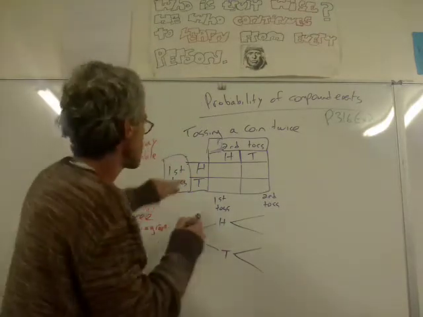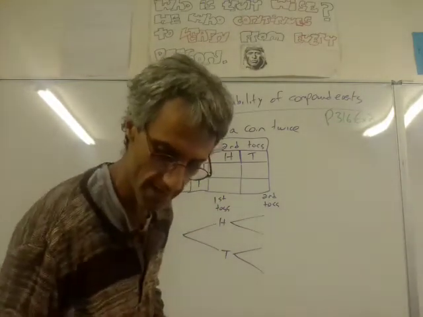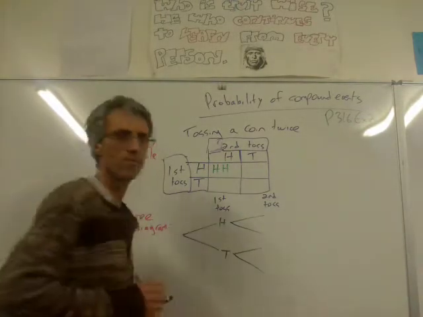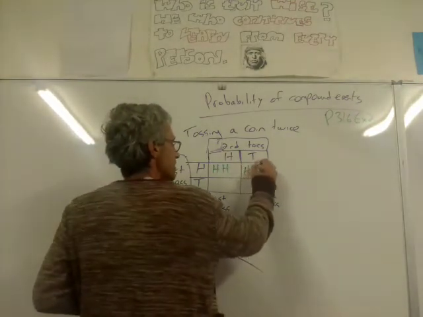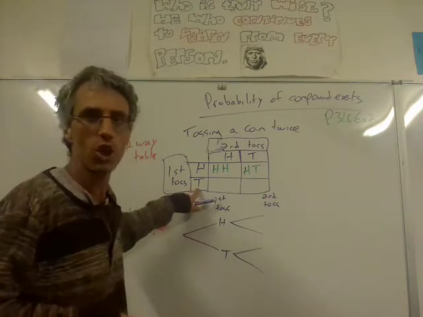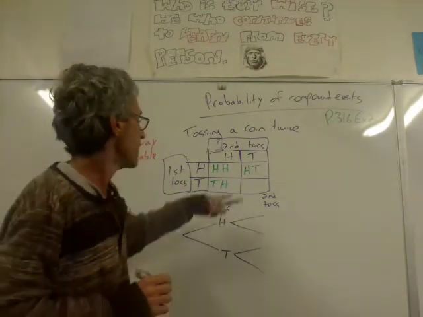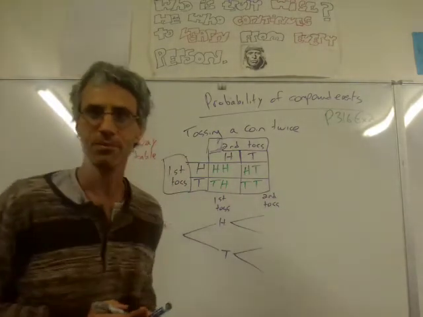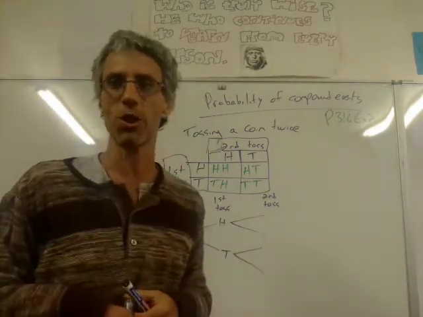So let's say I got a head in the first toss and a head in the second toss. What I'm going to get is, let's use green, head and head. If I got a head in the first toss and a tail in the second toss, I'm going to get head and tail, H and T. If I got a tail in the first toss but a head in the second one, I'll get tail and head. And if I got a tail in the first and in the second toss, I'm going to get tail and tail. Now, in a minute, we're going to use this table to answer different probability questions.